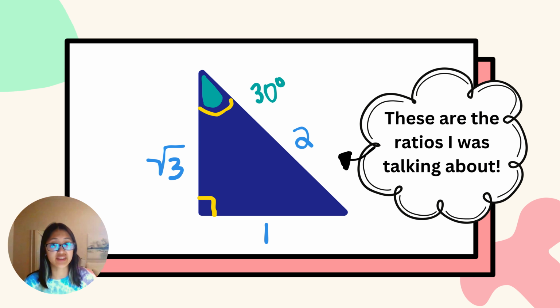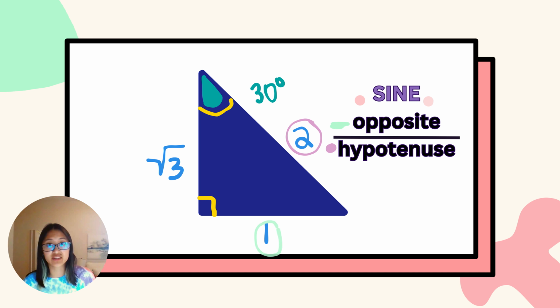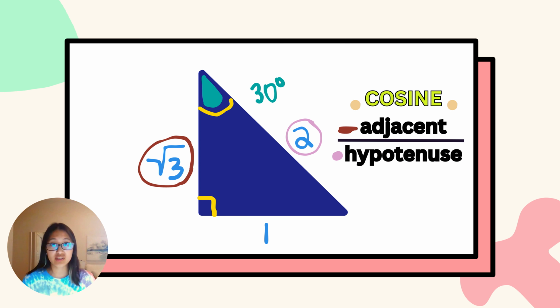If you are trying to find the sine of 30, for example, you would look at the side opposite the angle and then the hypotenuse, so you would get the sine of 30 would be a half. Conversely, the cosine of 30 would be the adjacent side over the hypotenuse, or root 3 over 2.